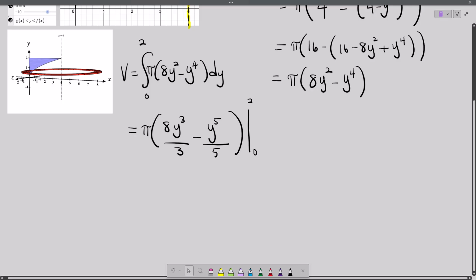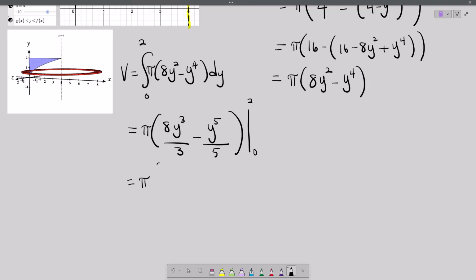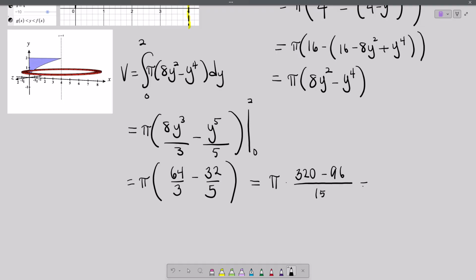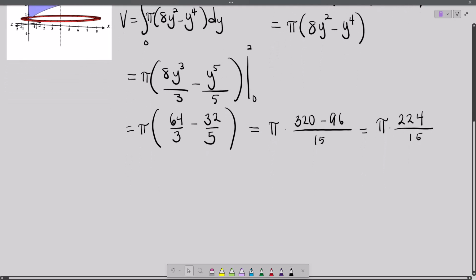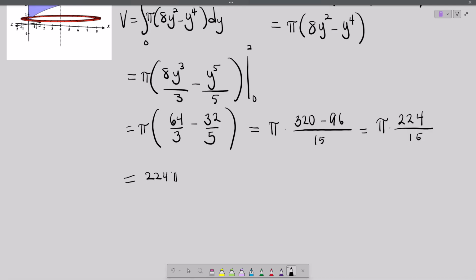We plug in our upper and lower endpoints. Plug in 2 and we're going to get 64 thirds minus 32 fifths. And then subtract off 0. Plugging in 0 gives 0. So we just have to simplify that. We're going to get pi times something over 15. That thing needs to be multiplied by 5, so it's 320, I think. That thing needs to be multiplied by 3, which is 96. So it's pi multiplied by something over 15. 320 minus 100 is 220, plus 4 is 224. And that's written weird, so we would normally write that as 224 pi divided by 15.